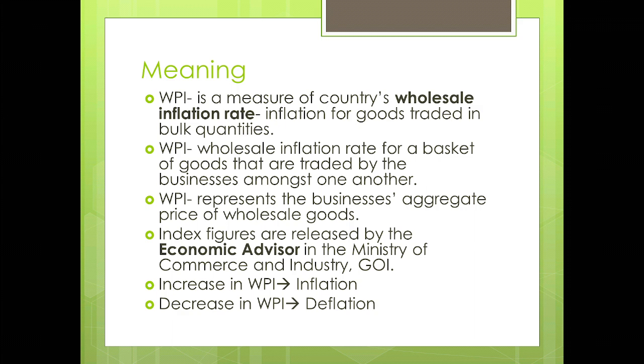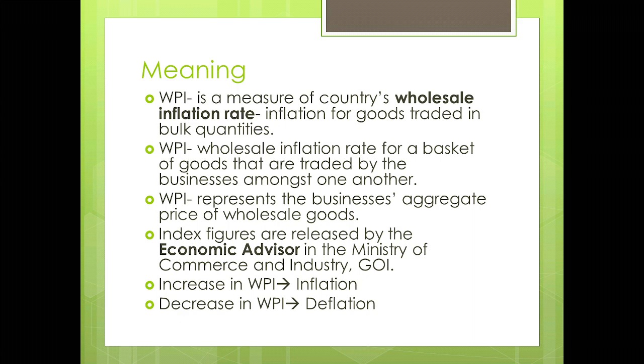So as you can see in the first point, it is mentioned that WPI is a measure of the country's wholesale inflation rate, or inflation for goods traded in bulk quantities, and WPI or wholesale inflation rate for a basket of goods that are traded by businesses amongst one another. As I have already mentioned, a wholesaler is a person who stands in between the producer and the retailer. So it's the exchange of goods between businesses. Consumers are not coming into this link. So WPI represents the business aggregate price of wholesale goods. WPI is essentially the aggregate price of wholesale goods.